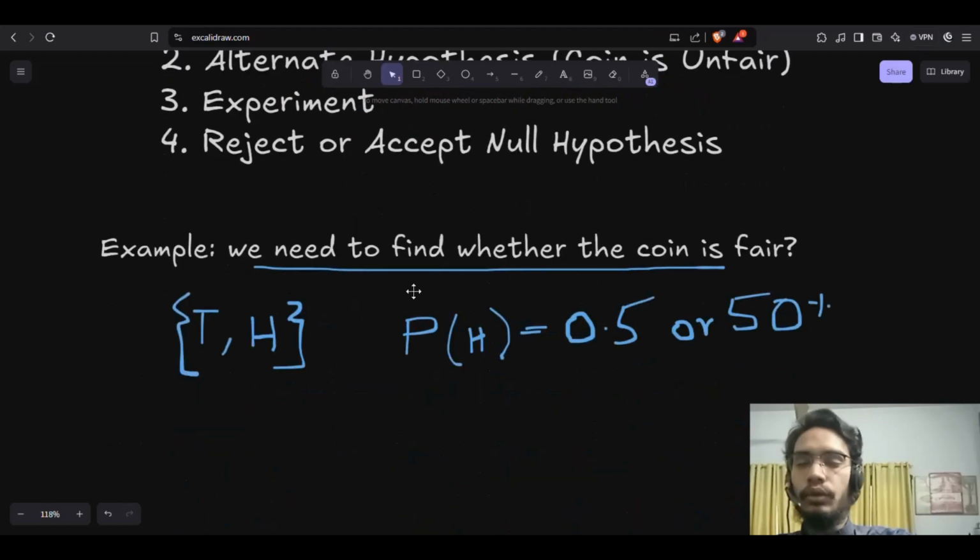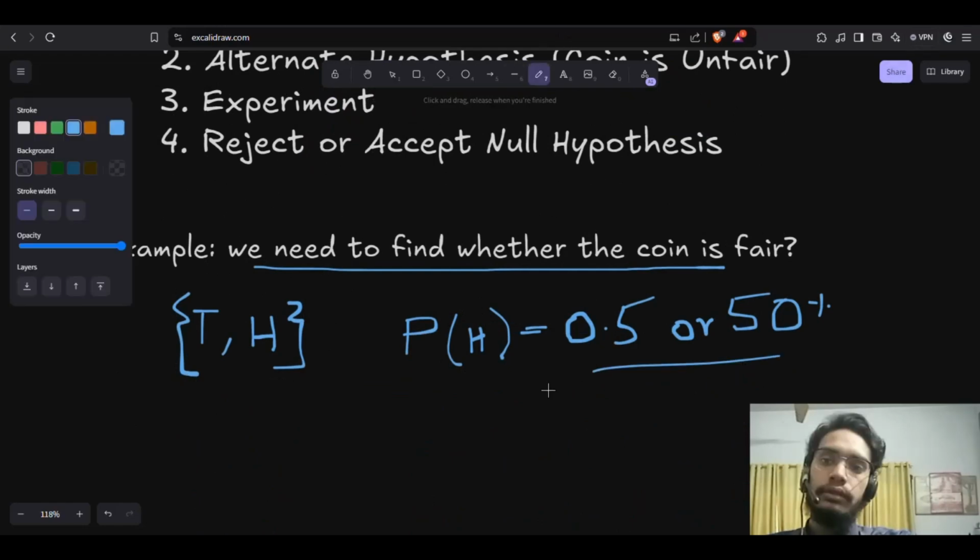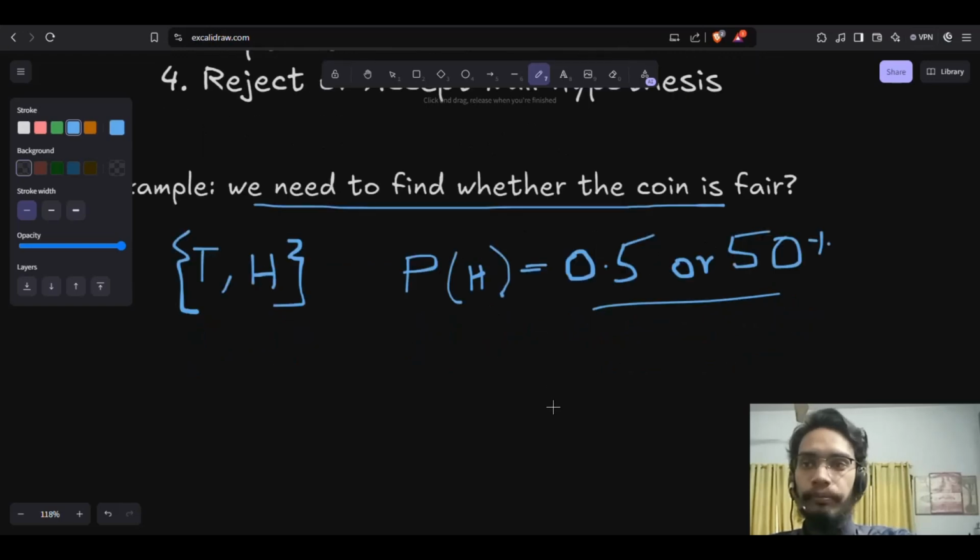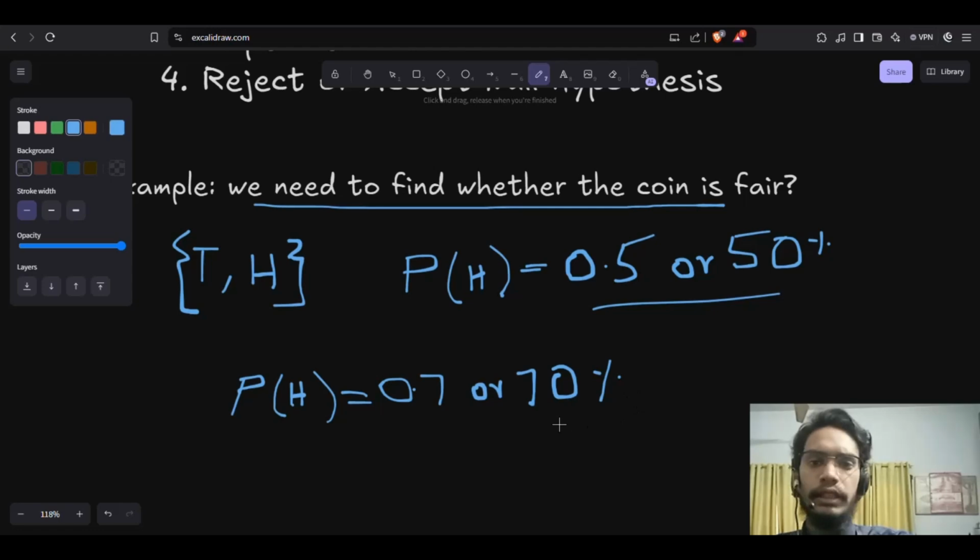How are we going to do this experiment here? If I toss the coin 100 times and I get head 50%, then we can say that the coin is fair. But what if I toss the coin 100 times and out of 100 I got head 70 times, or a 0.7 probability, or 70%? Now what will you say? Can you say that the coin is unfair? How are you going to say this? Who are you to say this? You are not a domain expert. You can't say directly that because I got head 70%, the coin is unfair.